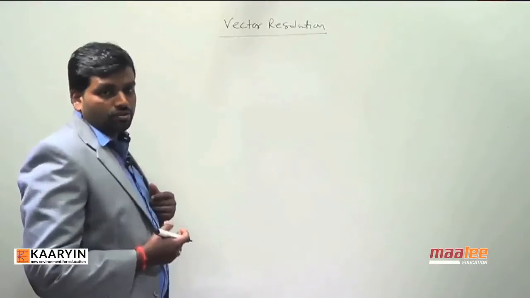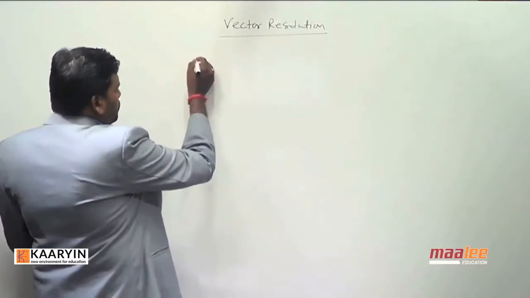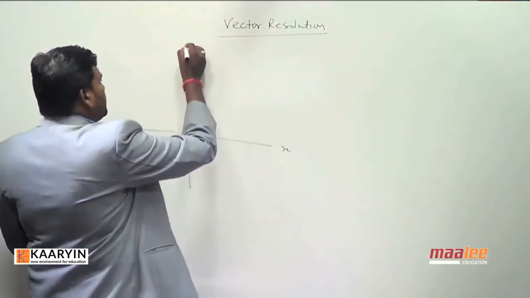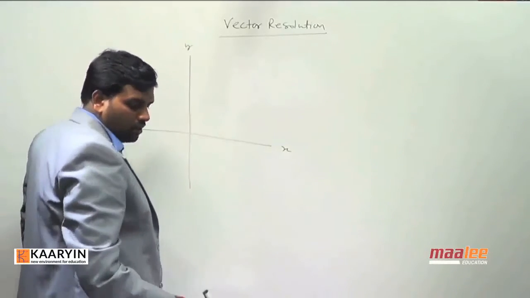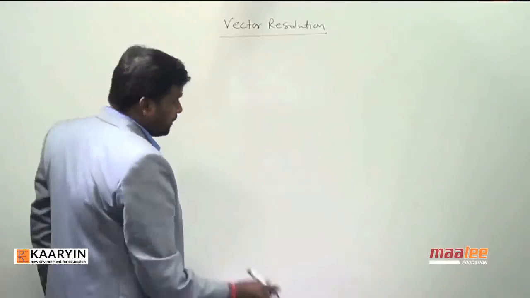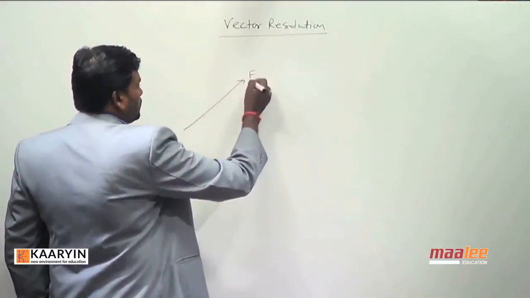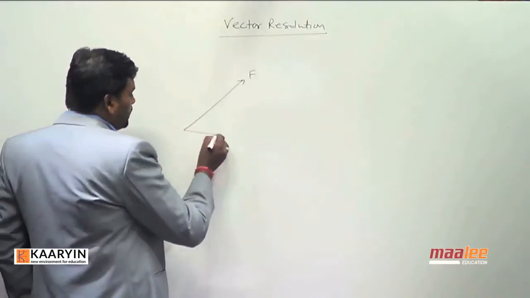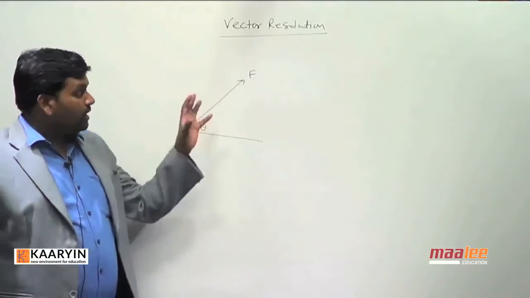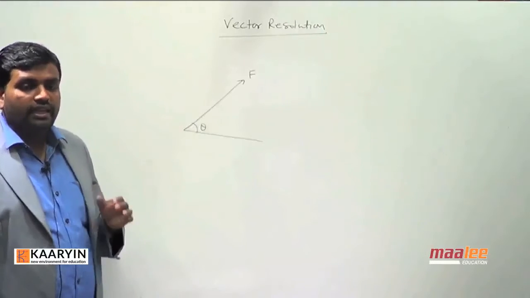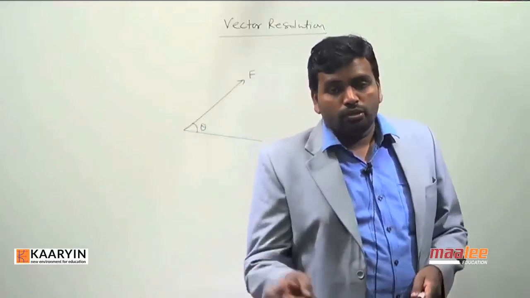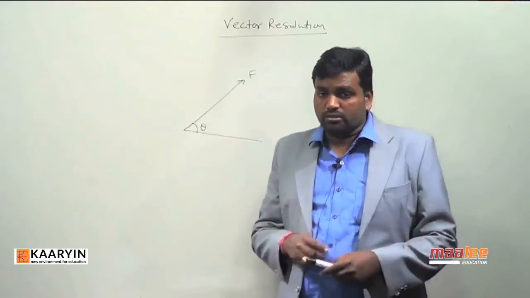Vector resolution. So what does vector resolution, or resolution of a vector, mean? Suppose any vector quantity is there, suppose x and y axis. I will give you different examples so that you can easily get it. Suppose a vector quantity is there, suppose force is there, and that force is making some angle theta. So resolution of a vector means any given vector quantity can be split up into two mutually perpendicular components.